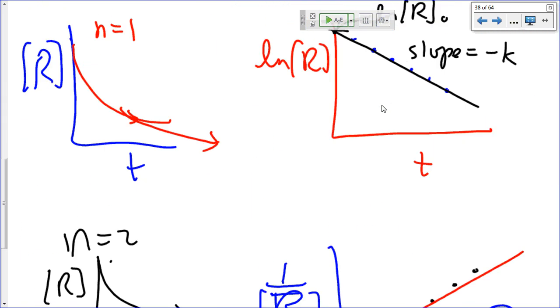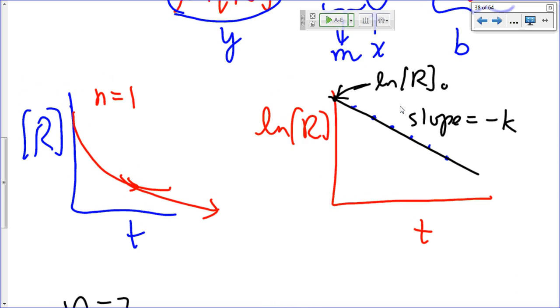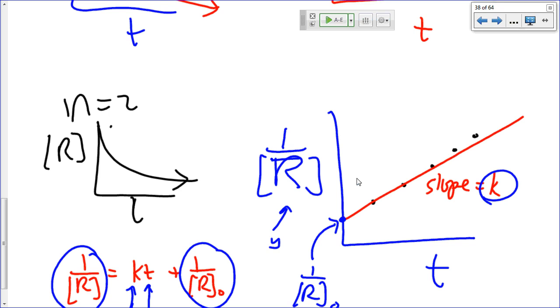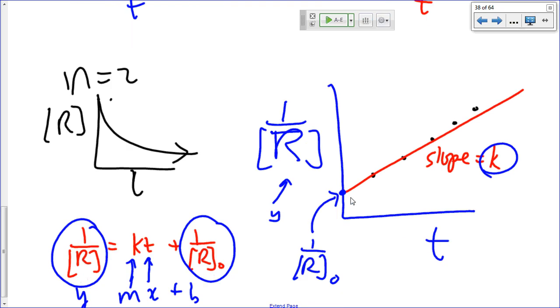Then it can either be n equals 1 or n equals 2, either first order or second order. The way you can tell is to plot natural log of R versus time. If that graph turns out to be a straight line, then you know it's first order. If it doesn't, you can try plotting 1 over R versus time, and if that turns out to be a straight line, then you know it's second order.